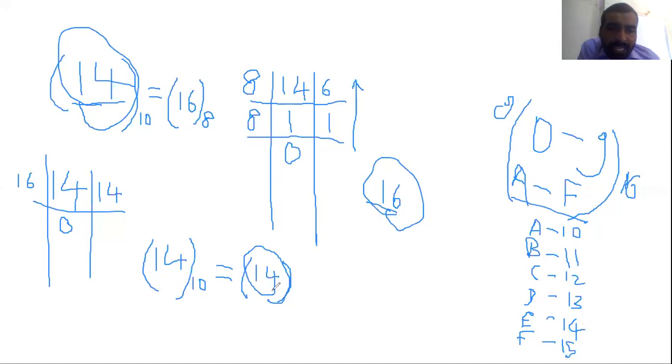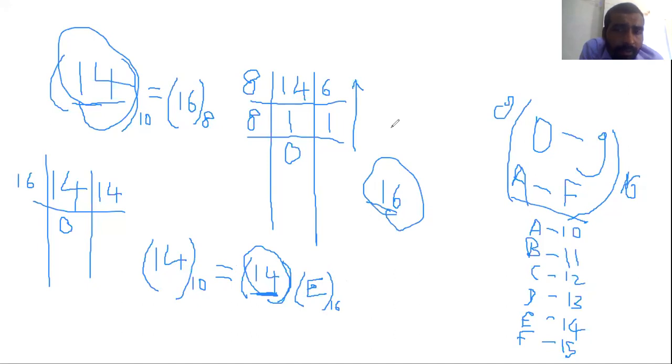So in place of 14 here, what will be written? E. In place of 14, there will be written E. So you can say 14 in decimal is equivalent to E in hexadecimal. Have you understood? Sir, I have a problem. Yeah, any problem? Tell.